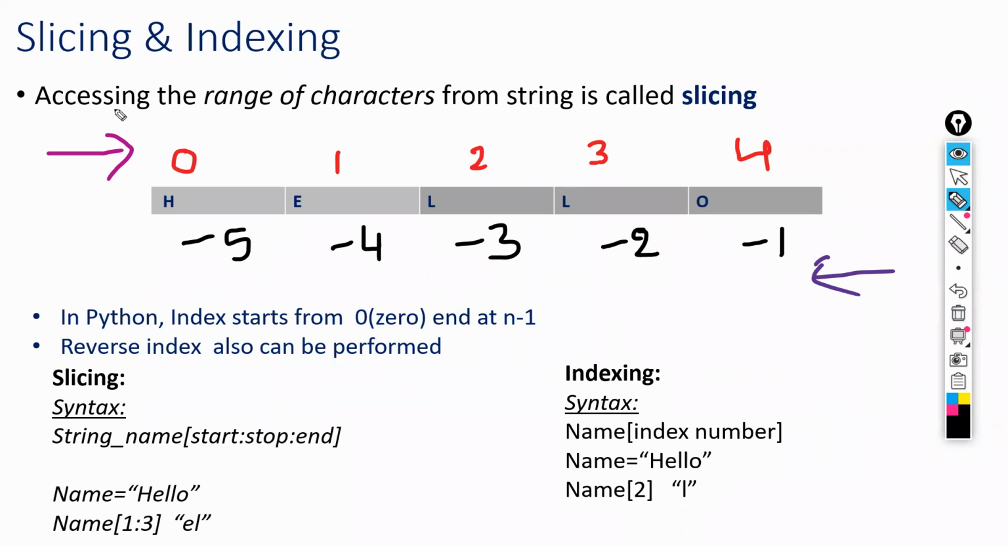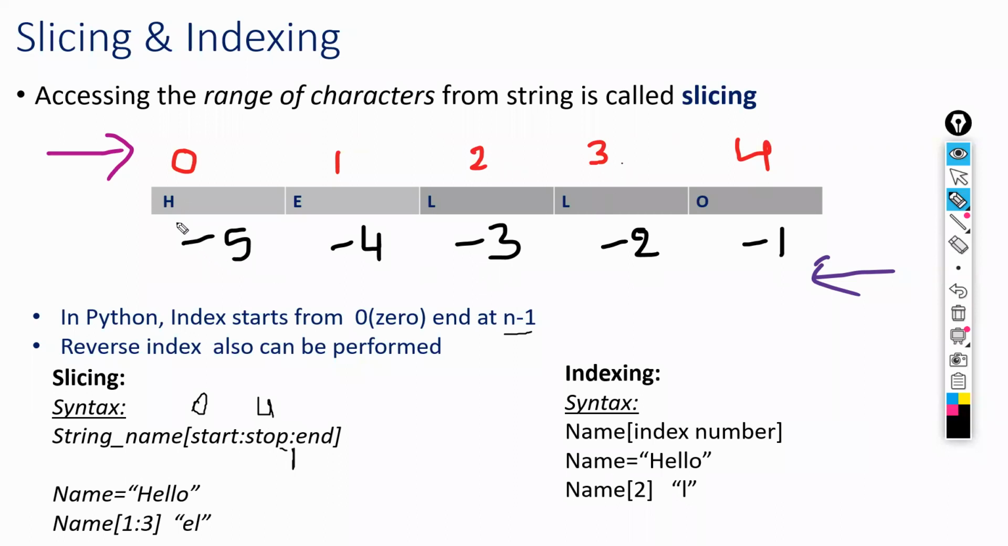Once again, I'm repeating the statement. Here it is stop minus 1. 0, where do you want to stop? At L. Or else, as it ends at n minus 1, we need to give 4 minus 1, that is 4 minus 1 is treated as 3. So 0 to 3.